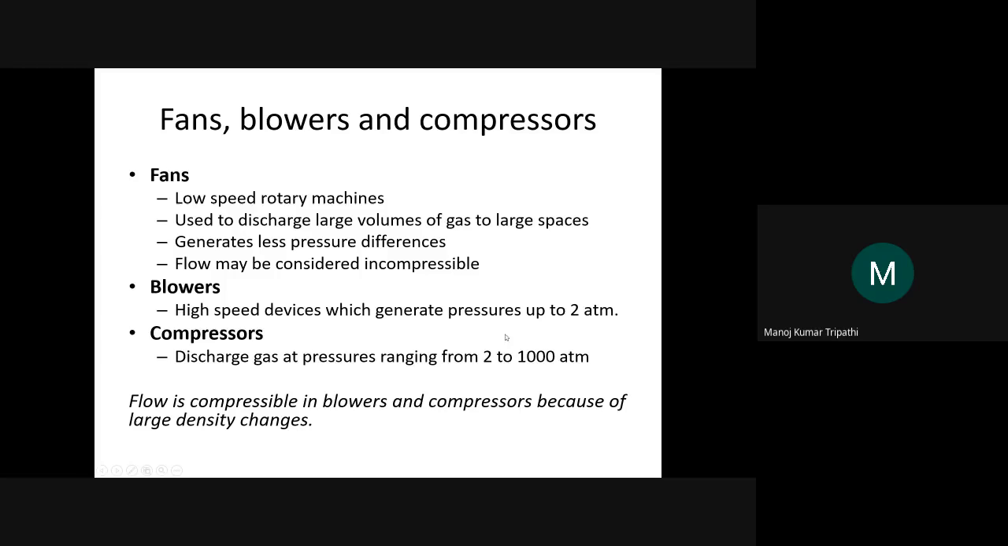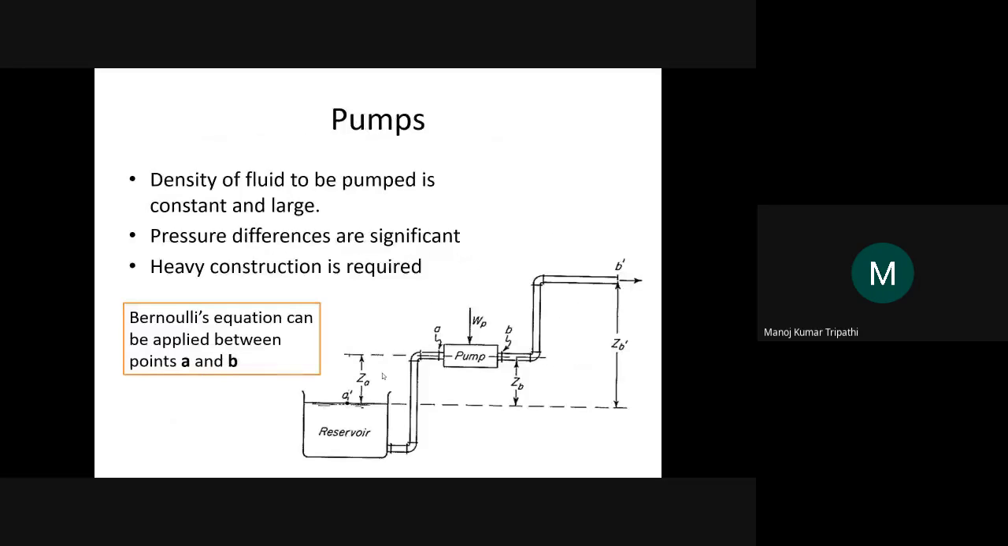The pressure difference can range from 2 to 1000 atmosphere, and flow has to be considered to be compressible in blowers and compressors because of the large density changes across the device. Okay. Is there any question up to this point?